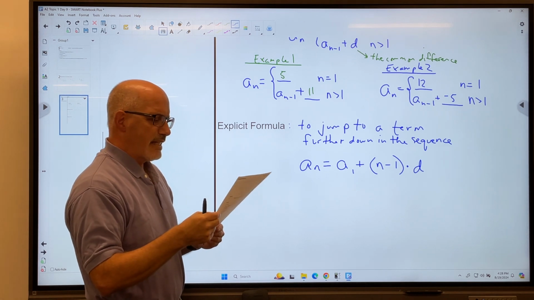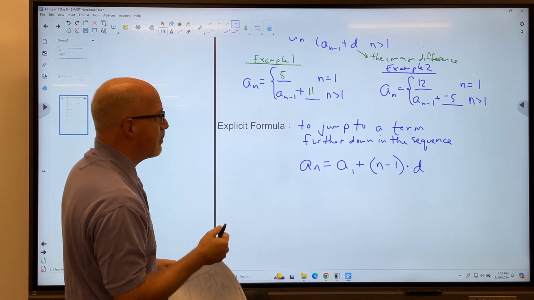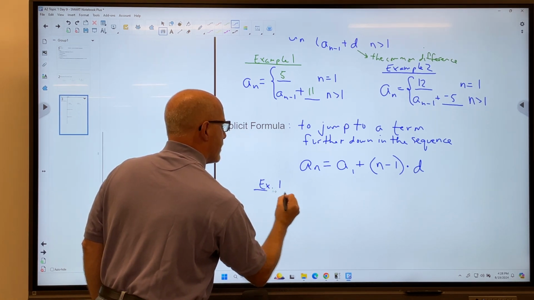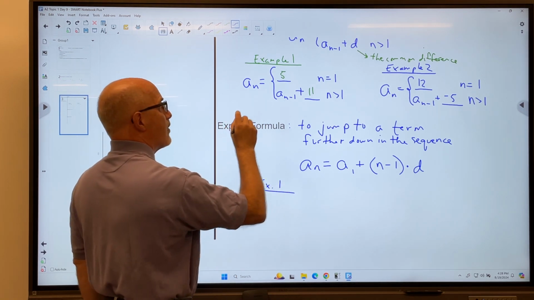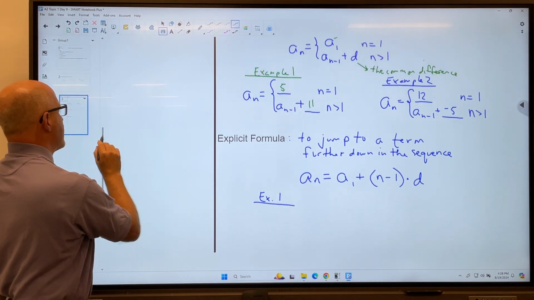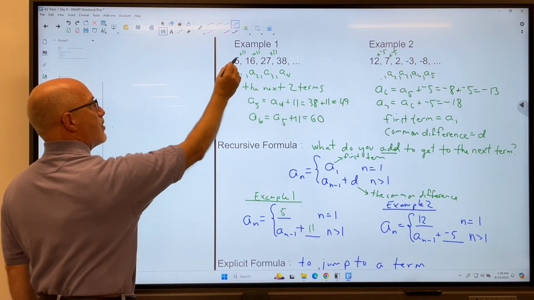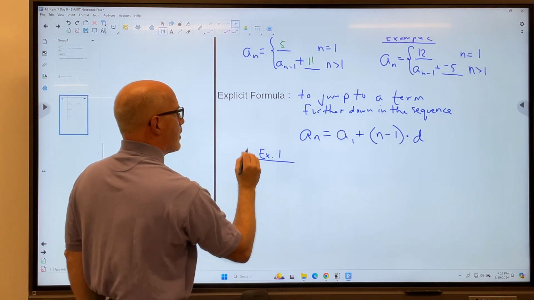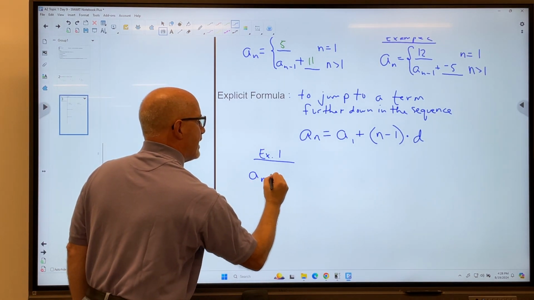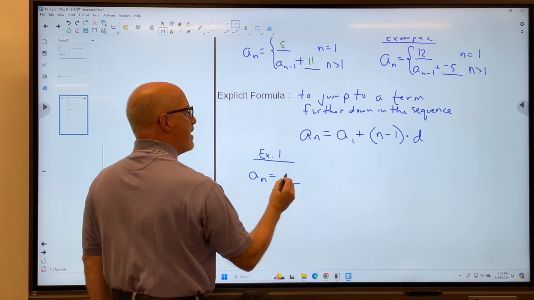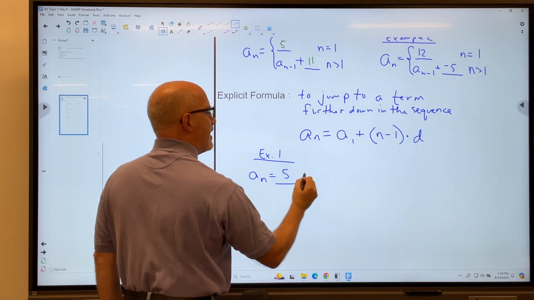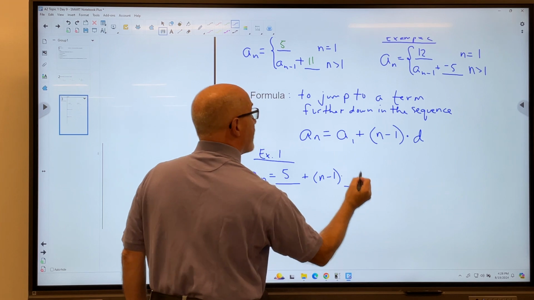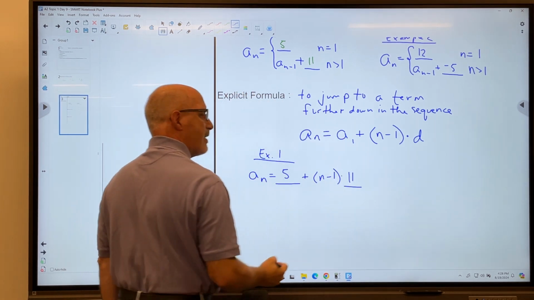All right, so as an example here, let's go ahead and do our examples up here. Let's do example 1. So the explicit formula for the one up here, for these numbers, you need to know the first term and what you add on each time. That's the key idea. So what we're going to do is we're going to have a sub n equals, and you fill in the first term. The first term for it was 5, and then we're going to take n minus 1 times d, fill that in, and my common difference was 11.